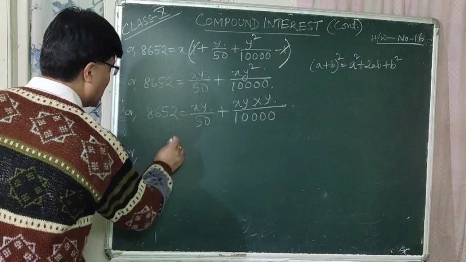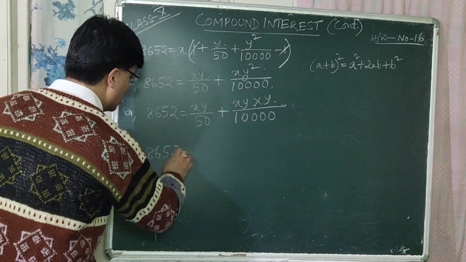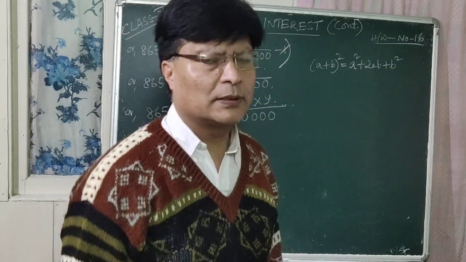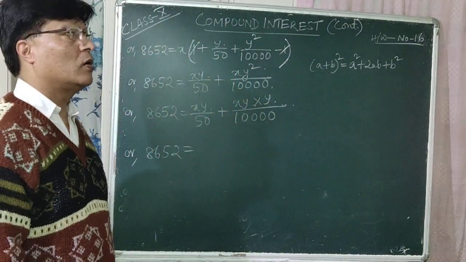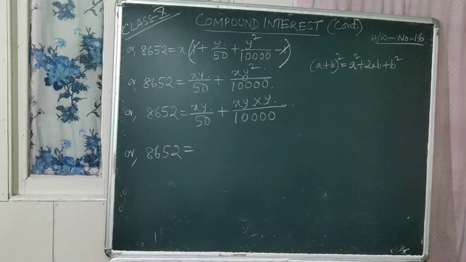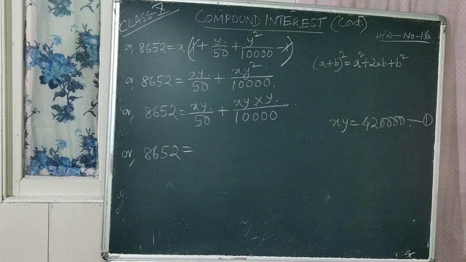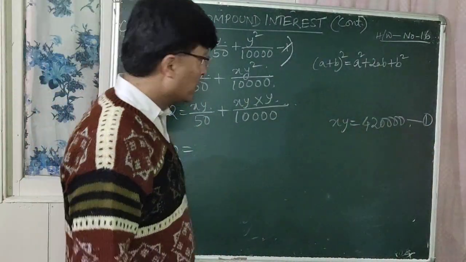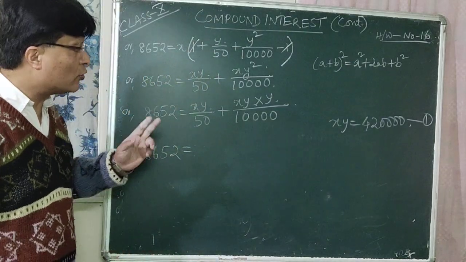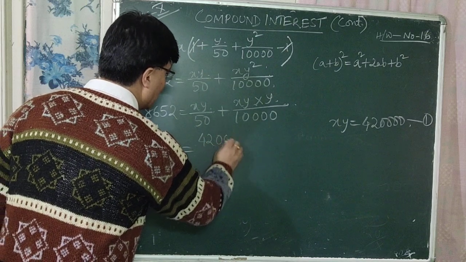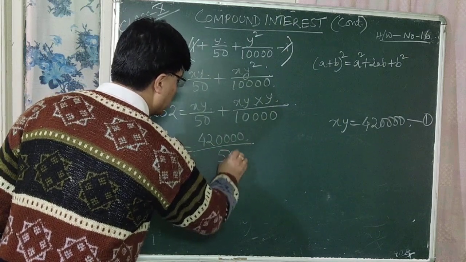Now this is 8652. Let us write down the value for xy. What was xy? Can you remember it? xy was 4, 2 and 4 zeros. So xy is 4, 2 and how many zeros? 4 zeros divided by 50.